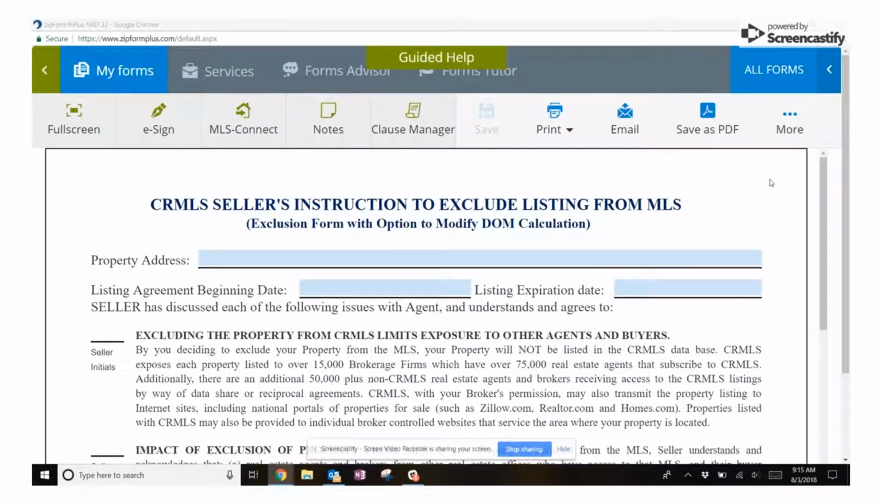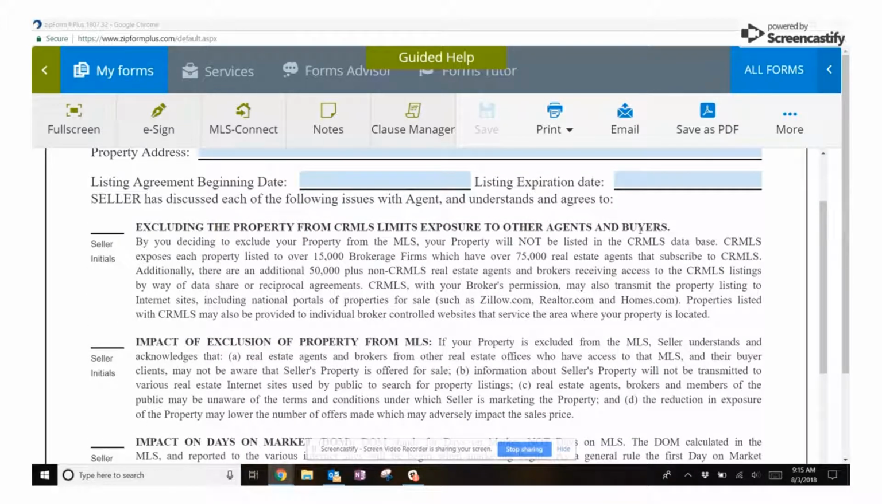So let's go over the form. Very basically, at the top of the form, make sure that the property address is filled in and the listing agreement date and the expiration date are filled in based on what's been written on the listing agreement. But now what we need to do is explain the impact of keeping the listing out of the MLS.